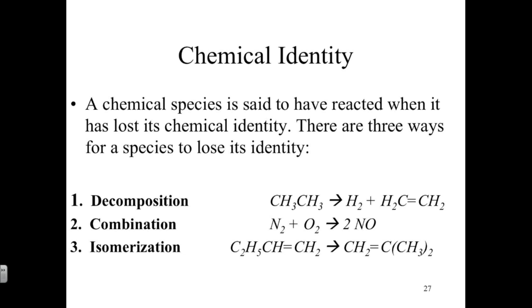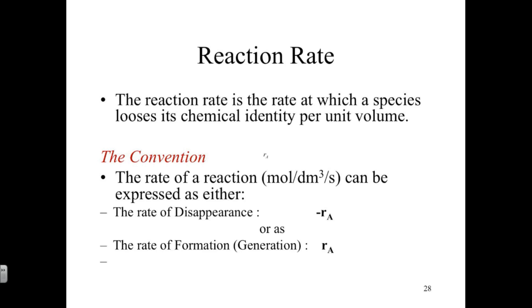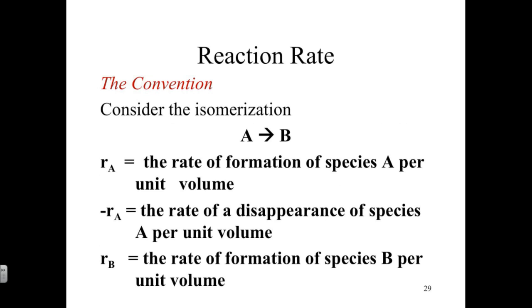Reaction rate. The reaction rate is the rate at which a species loses its chemical identity per unit volume. The convention: the rate of reaction, in moles per decimeter cubed per second, can be expressed as either the rate of disappearance, minus r_A, or the rate of formation of A, r_A. Consider the isomerization A goes to B. r_A is the rate of formation of species A per unit volume. Minus r_A is the rate of disappearance of species A per unit volume, and r_B is the rate of formation of species B per unit volume.